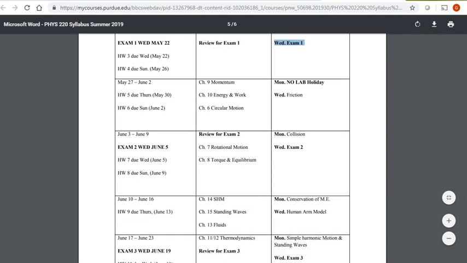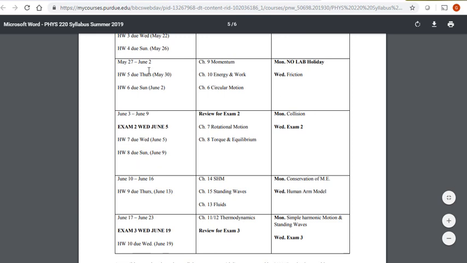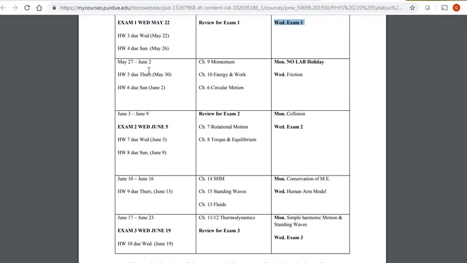And then week 3, there's actually no lab on Monday because it's a holiday. But this goes from the end of May to the beginning of June. We skip around just a little bit here. We go to Chapter 9 and Chapter 10, and then we go back to Chapter 6. So this is on momentum, energy and work, circular motion. Here's the homeworks. Homework 5 due May 30th. Homework 6 due June 2nd. So all the dates are there. And again, I'll show you where all this information is located in just a minute.